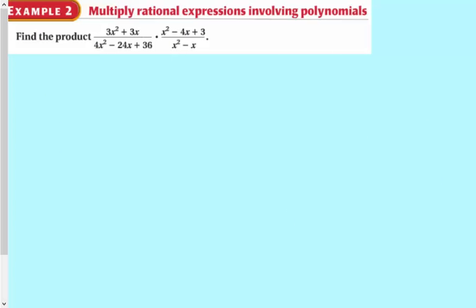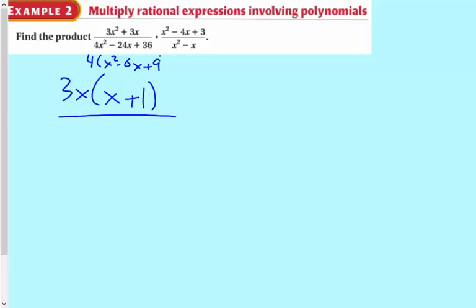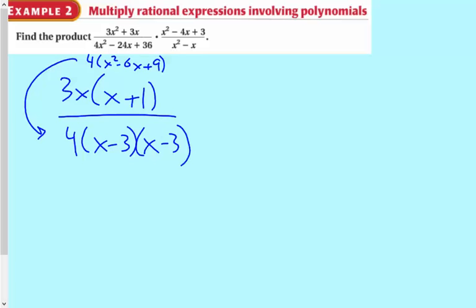Okay, and then you get into problems like this where you need to factor them first. Here we have a bunch of binomials and trinomials, so I'm just going to start factoring everything. 3x comes out of the first one, x plus 1. I'm going to take a 4 out of here, and I'm left with x squared minus 6x plus 9. This is factoring the GCF first. Then what I'm going to do is factor out the trinomial. So 4 times x minus 3 times x minus 3. I'm going to write that out there.